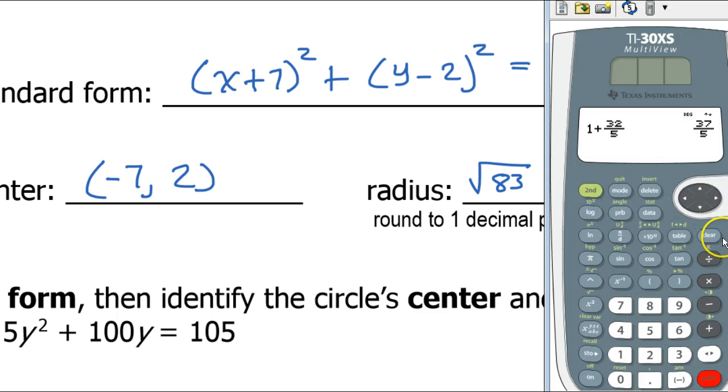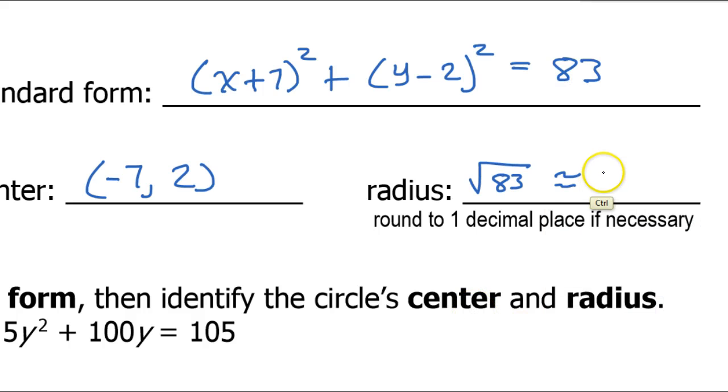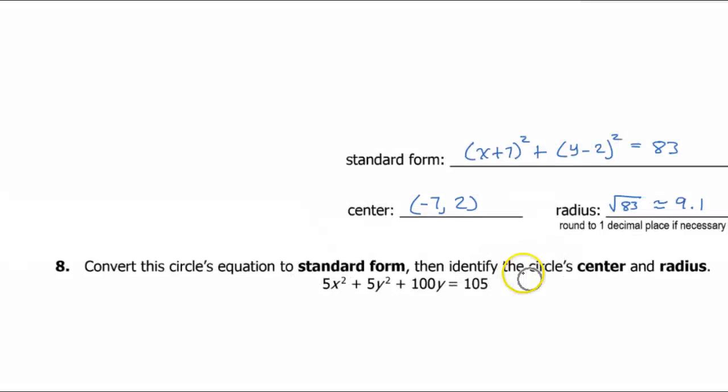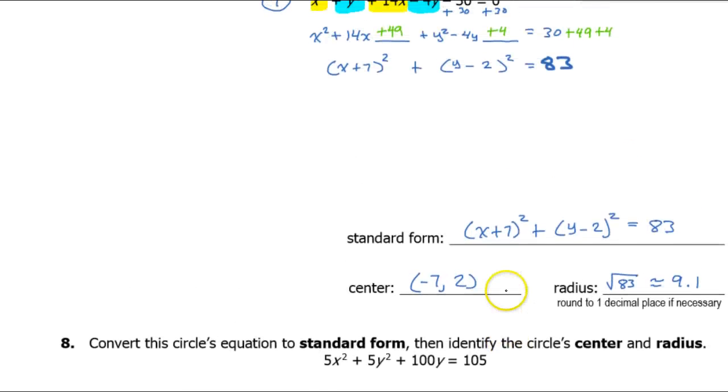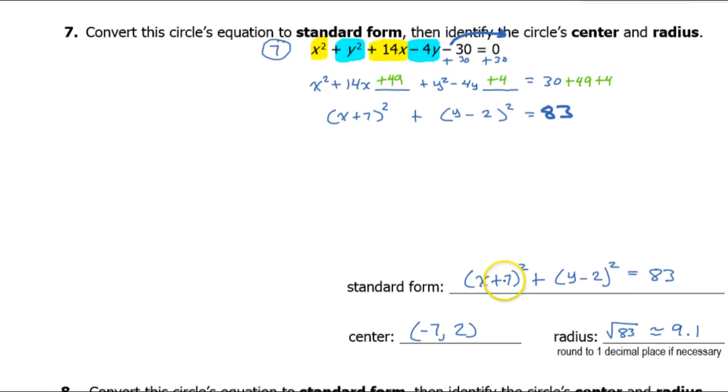So did anybody already do it? Yeah, 9.1. Okay, so 9.1. Okay, so that was number 7.